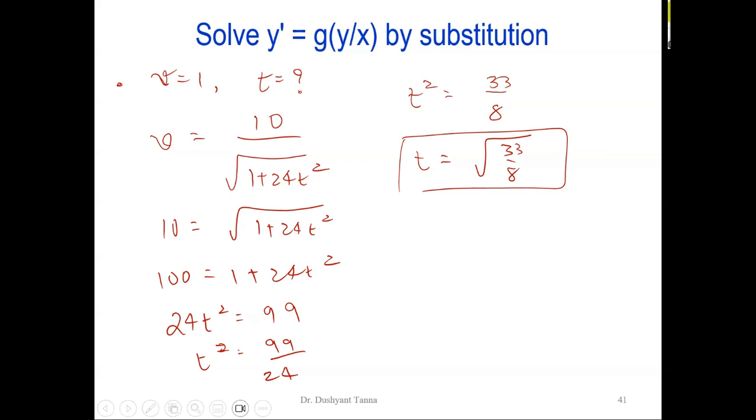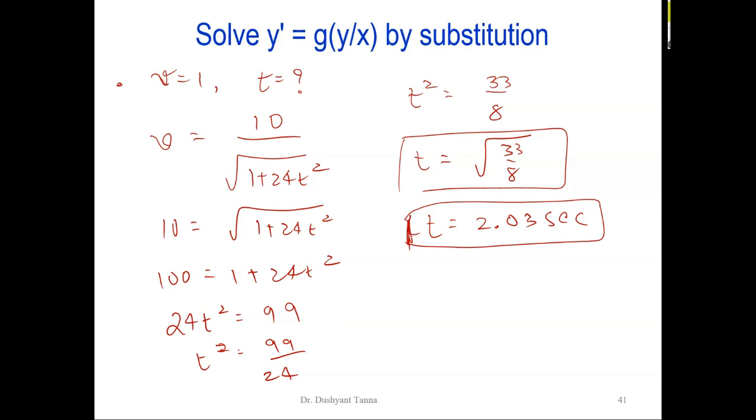8, 4.125 square root. 2.03. Yeah, that's the value of t.